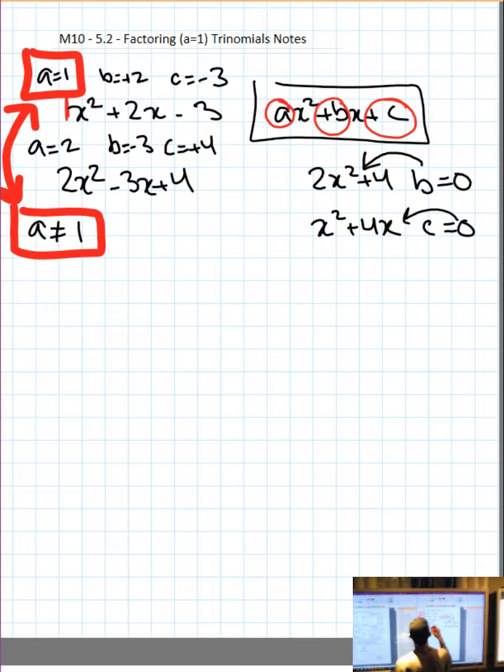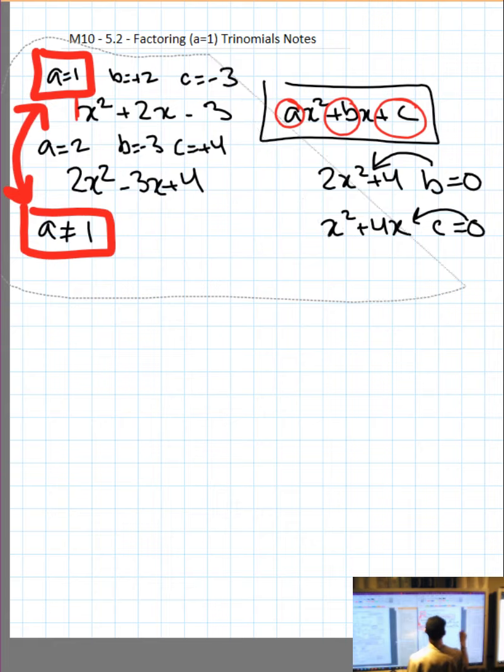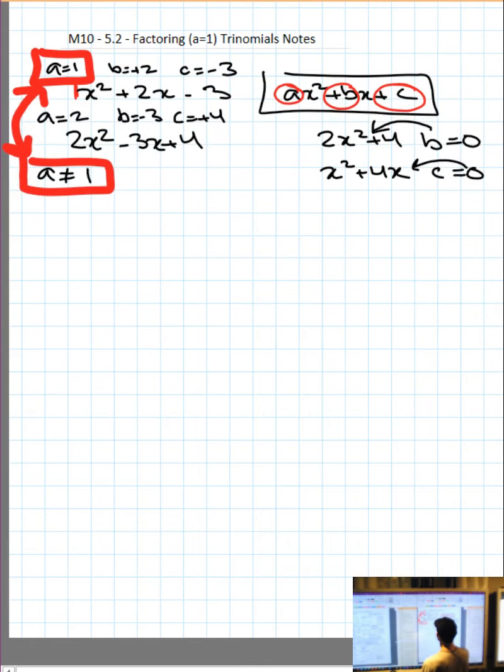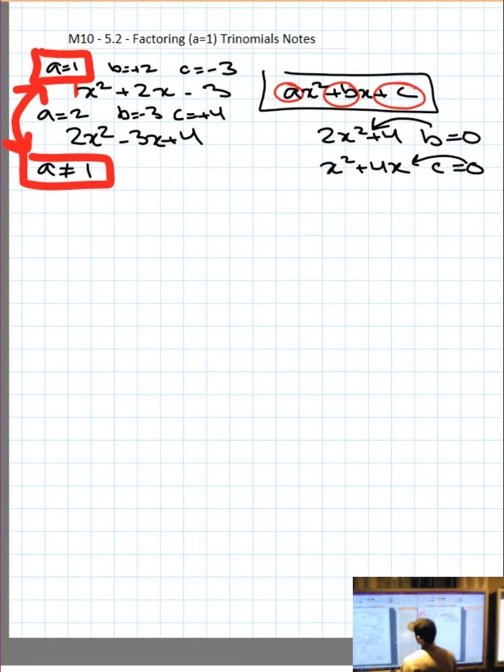Okay, so now let's take a look at an example. Just going to shrink this up a tad. So let's go for x squared plus 5x plus 6. Now, we're going to do it the proper way first, and then we're going to learn the correct method. So first of all, I want to recognize, is A 1 or is A not 1? Well, I'm going to put a 1 in front. A is 1.